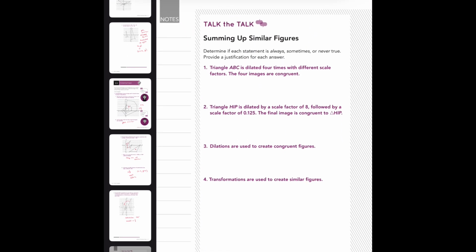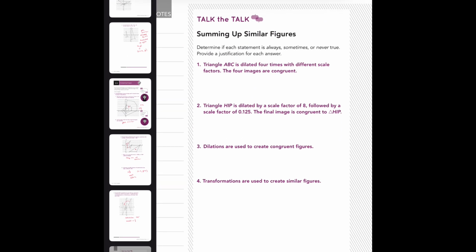All right, so wrapping up, triangle ABC is dilated 4 times with different scale factors. The 4 images are congruent. Is that true or false? Not true. Remember, dilating changes the size. Congruent has to be same size, same shape. So we could say not same size anymore.